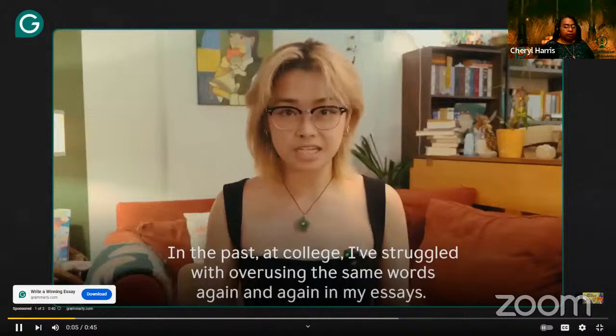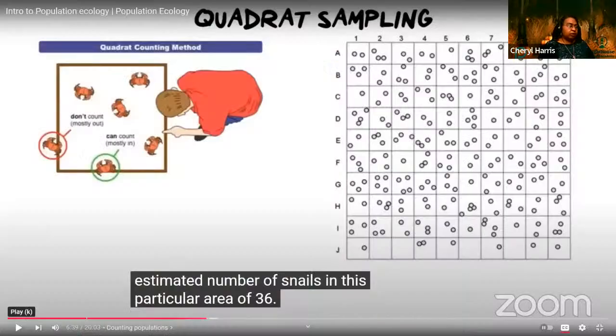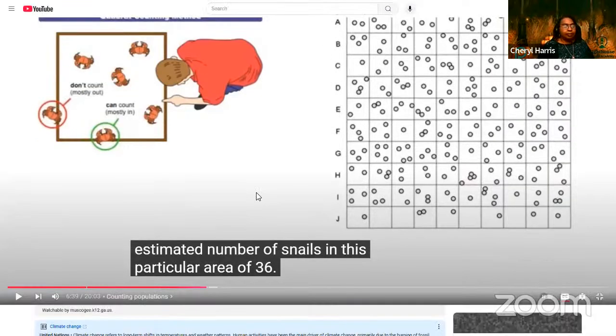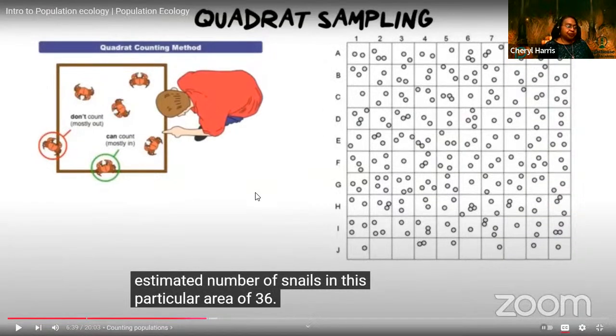Okay, I'm going to pause. Why do you think they round down and they don't round up? In other words, why can't you have 36.5 snails? Anybody? Why are they rounding down instead of up? Because the last number is smaller? No, not exactly. Ethan says because you mess up the population count if you round up.